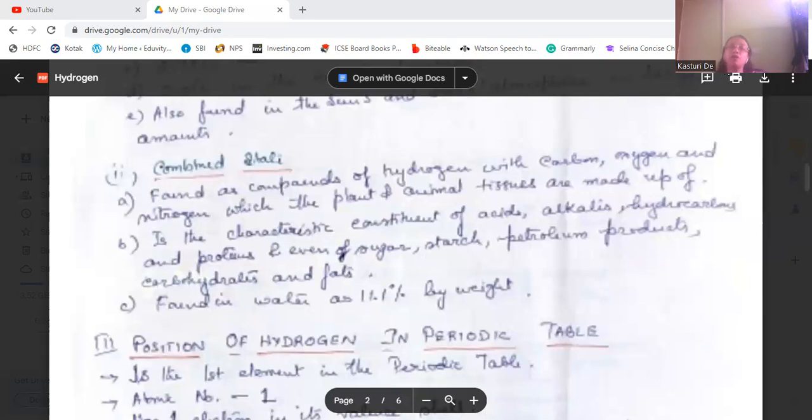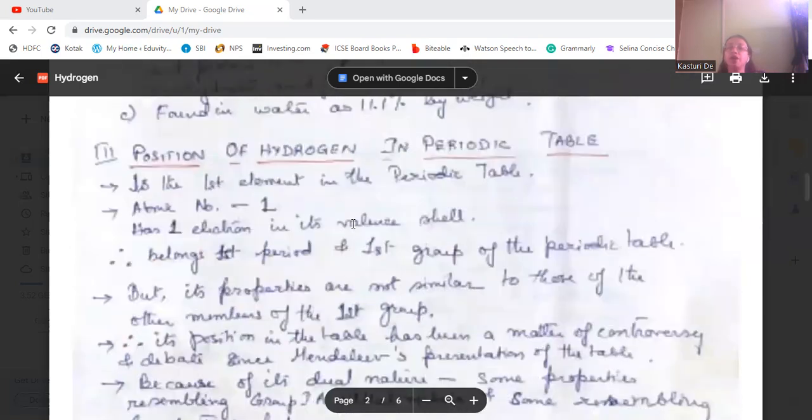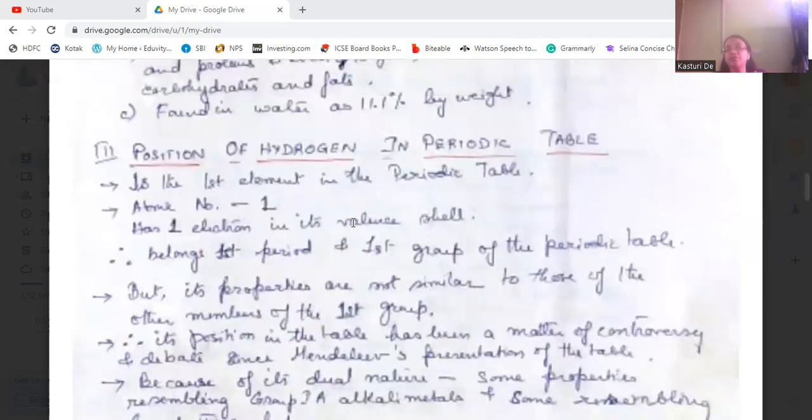Now, its position in the periodic table. I told you it is considered the first element in the periodic table. Its atomic number is 1, because it has 1 electron in its valence shell. That's why its atomic number is 1, and therefore it belongs to the first period and the first group of the periodic table. But its properties are not similar to those of the other members of the first group.